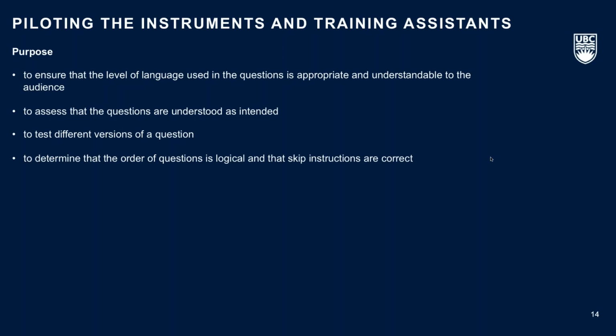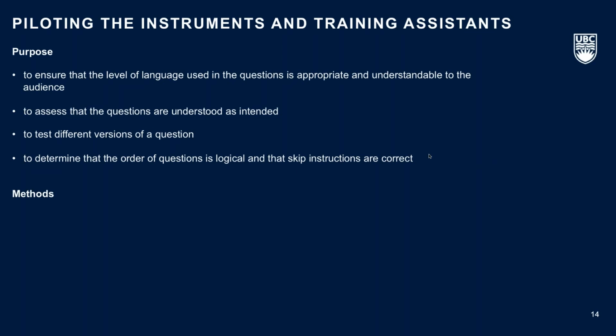This is a point particular to online surveys. You need to determine whether the questions are logical and whether the skip instructions are correct. So when you set up an online survey, if somebody answers no to a question, then the next 5 questions might not be relevant, so they don't need to look at those questions. But you really want to make sure that questions that aren't intended to be skipped are not skipped. So you have to be very careful about this.